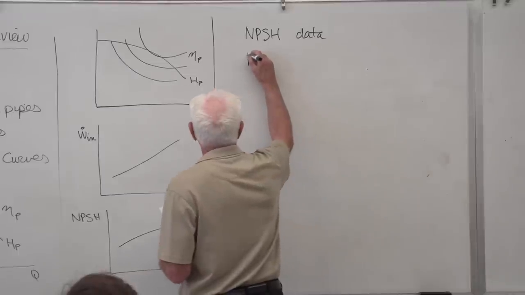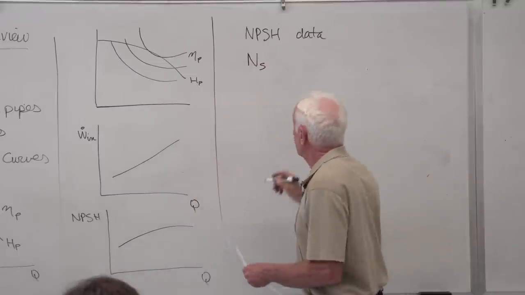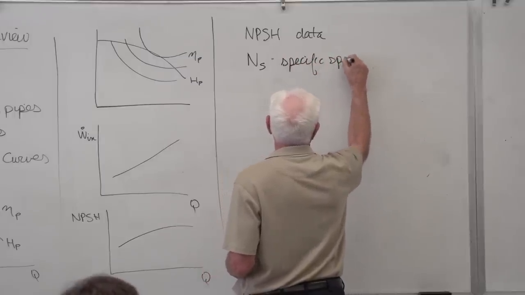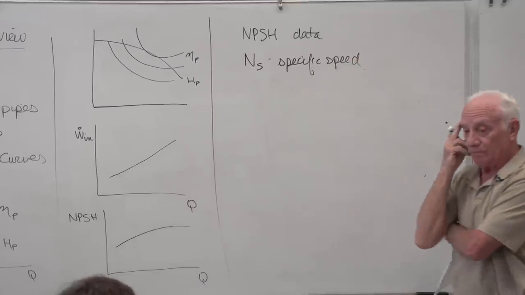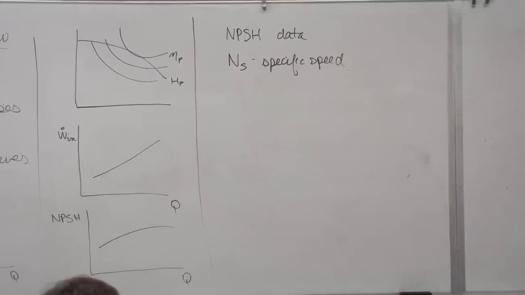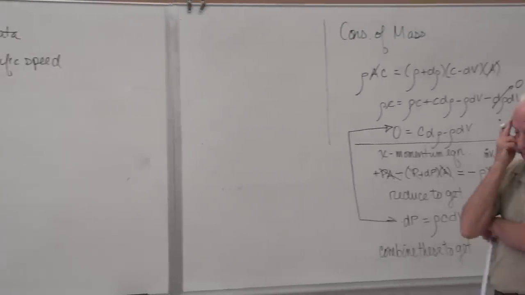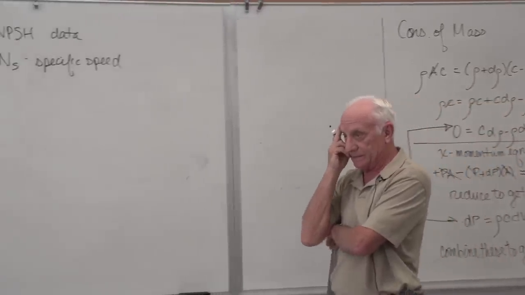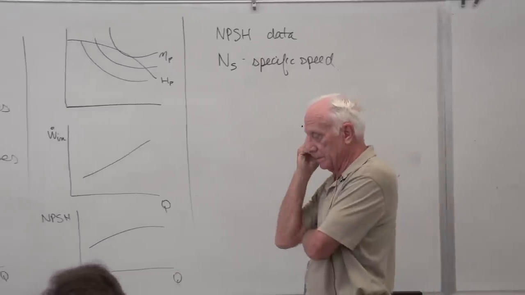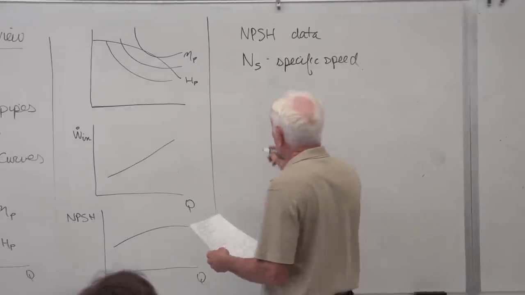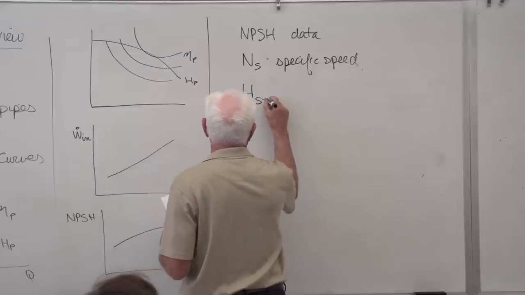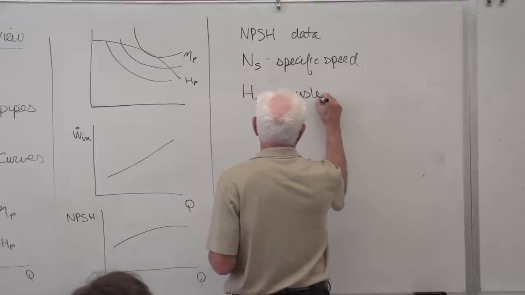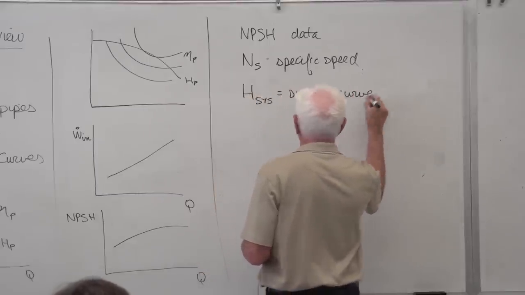You might be asked to find the pump specific speed, which tells us what kind of pump I should select for a given job. Should I select a radial pump, a centrifugal pump, an axial pump, or maybe a mixed flow pump? It depends on the value of that N sub S, which pump you're going to select. And then you want to know the system curve. How do you find it?